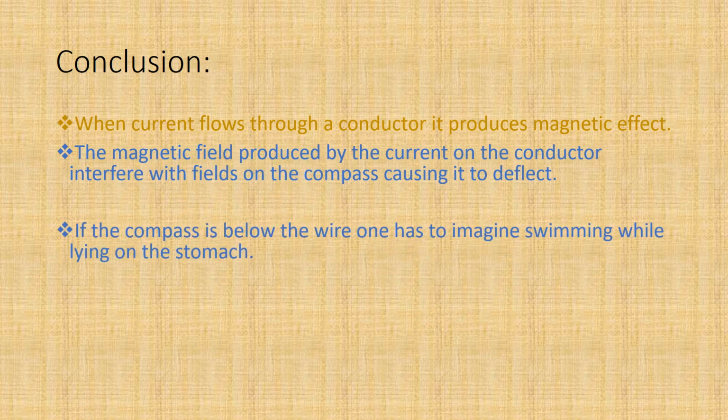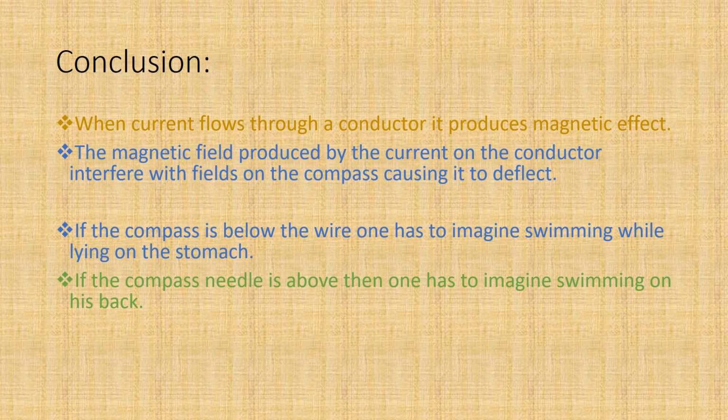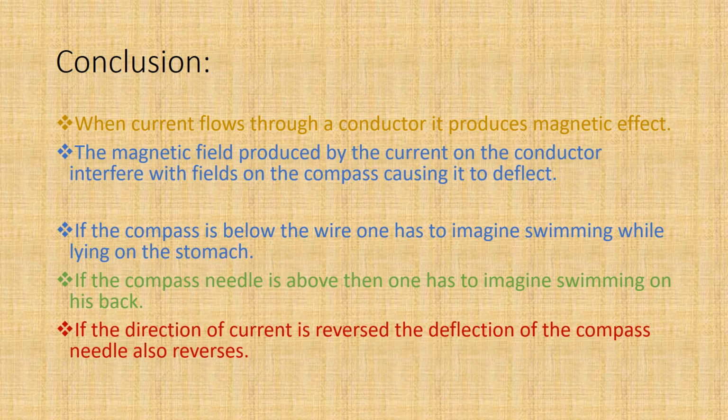If the compass is below the wire, one has to imagine swimming while lying on the stomach. Just imagine swimming in a swimming pool and looking at a compass needle that is at the bottom of the pool. If the compass needle is above the wire, then one has to imagine swimming on his back. This is equated to swimming on your back while watching an eagle flying above the swimming pool. If the direction of current is reversed, the deflection of the compass needle.